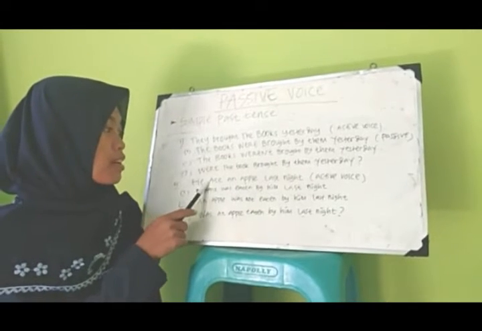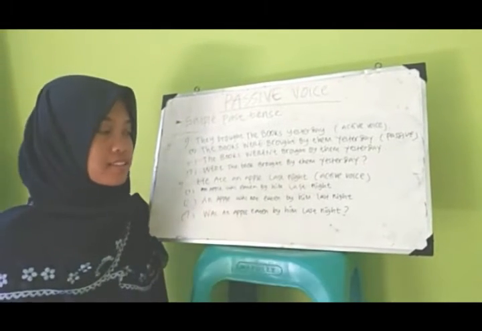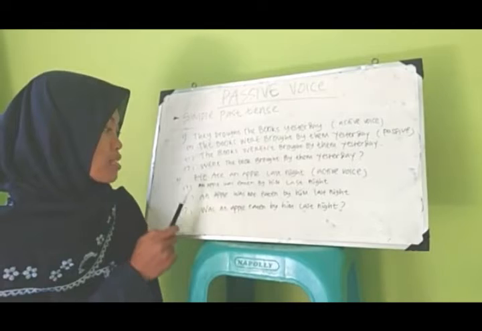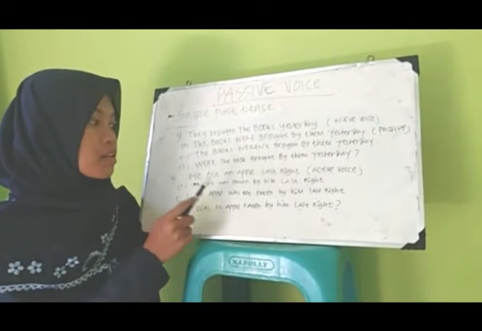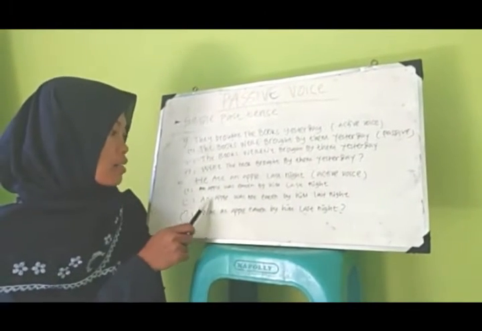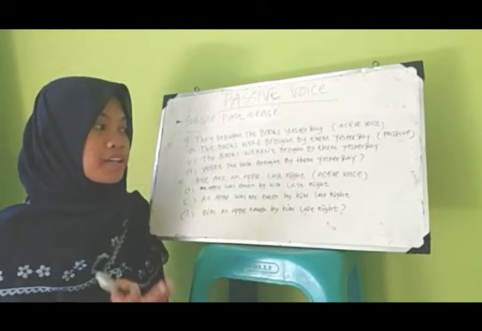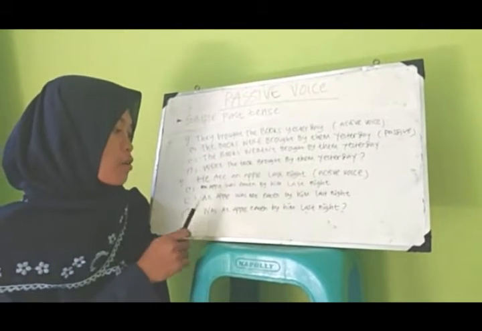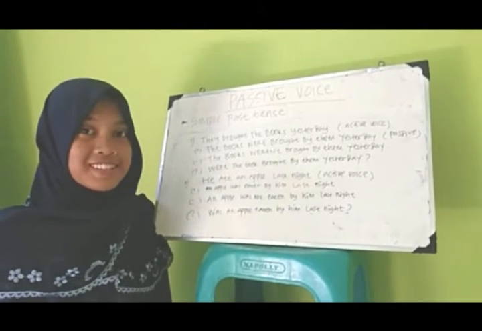Number 2. He ate an apple last night. Active voice. The passive voice is: an apple was eaten by him last night. An apple was not eaten by him last night. Was an apple eaten by him last night?